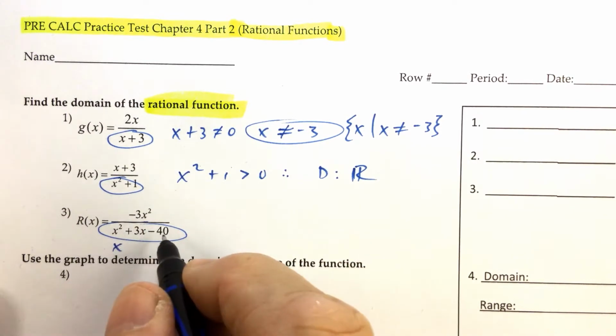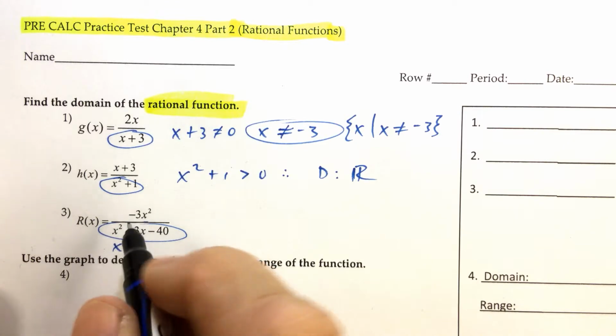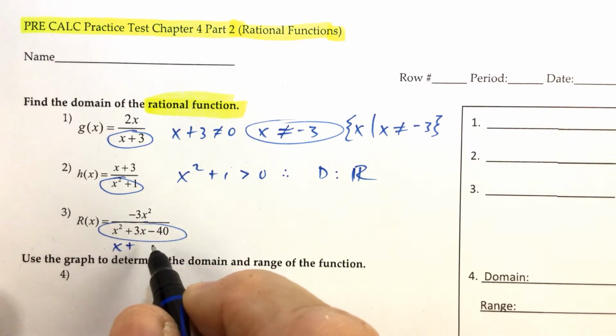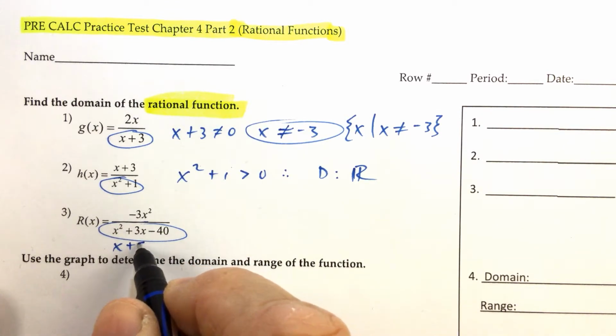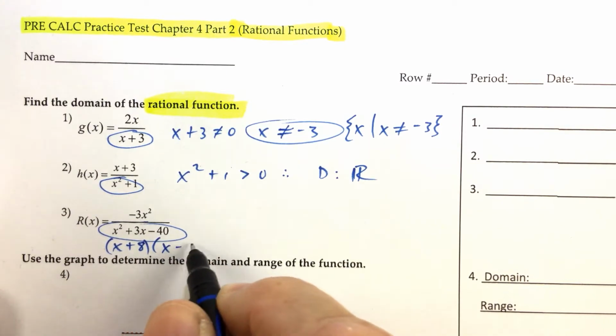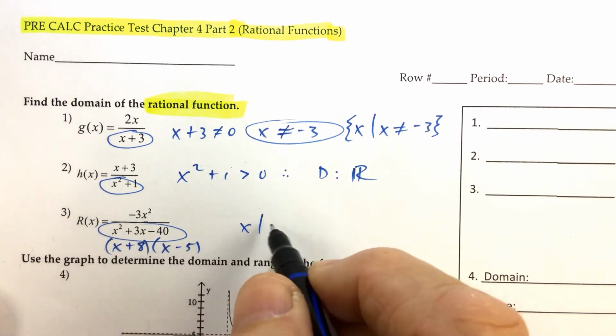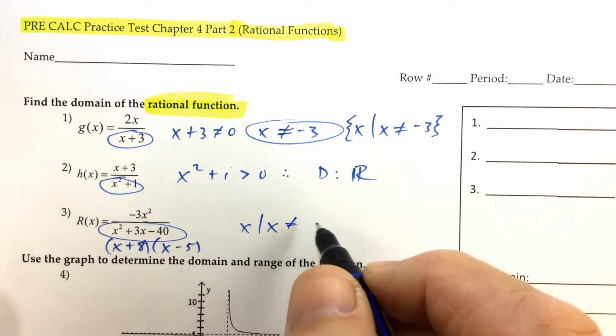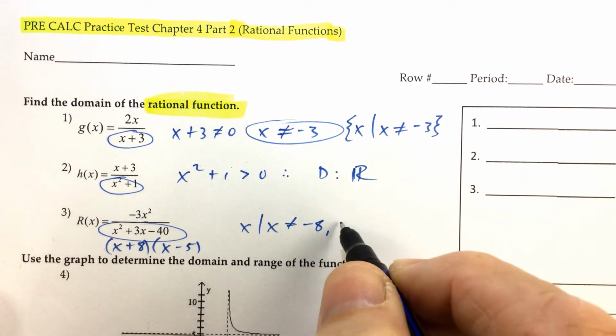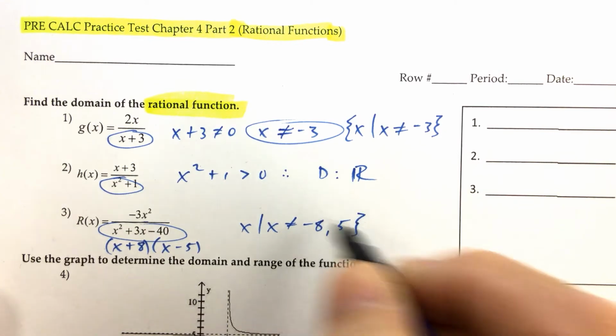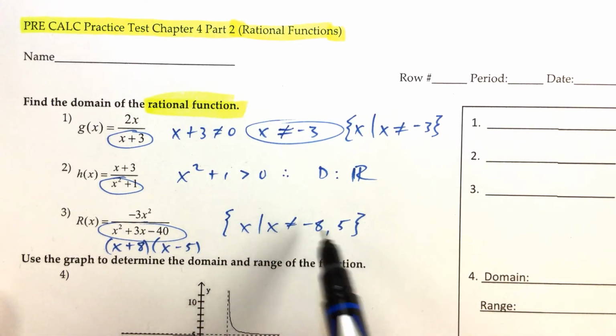When we see a denominator that's a quadratic expression, we want to go ahead and factor it: x plus 8, x minus 5. And when we set each factor equal to 0, we can see that x is not allowed to be equal to -8, nor is it allowed to be equal to 5. So the domain is all real numbers besides -8 and 5.